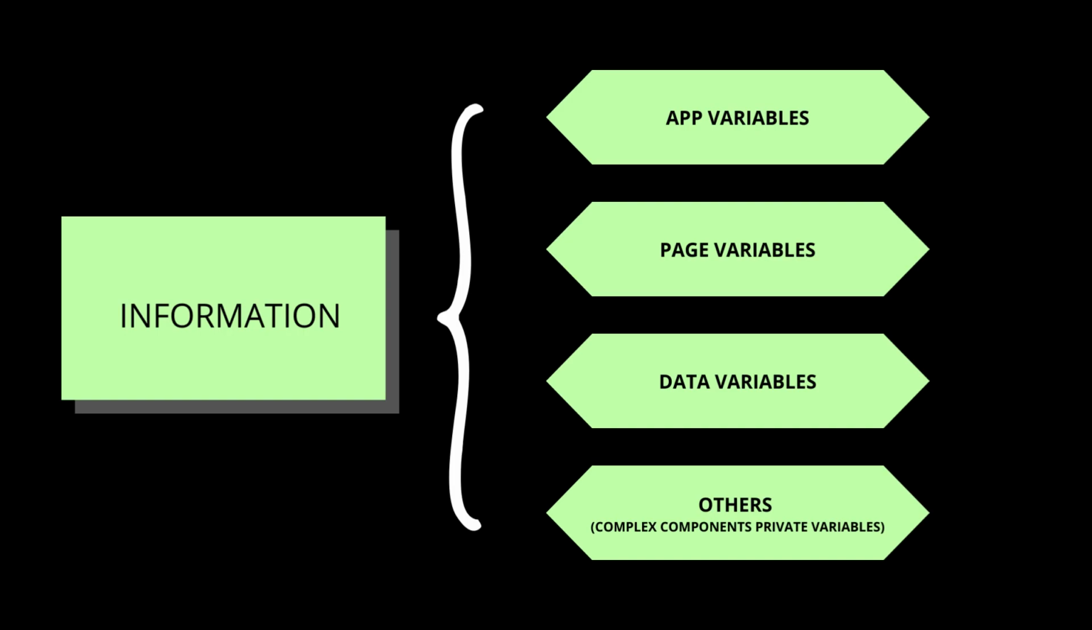Then we have data variables, which are almost the same as page variables, but they have a specific schema that is based on the data resource configuration, which we haven't talked about yet and will not talk about in this video. The final category is the others. These will be useful mostly for advanced use cases where there are complex components, collapsible grouping lists, or other things like those.